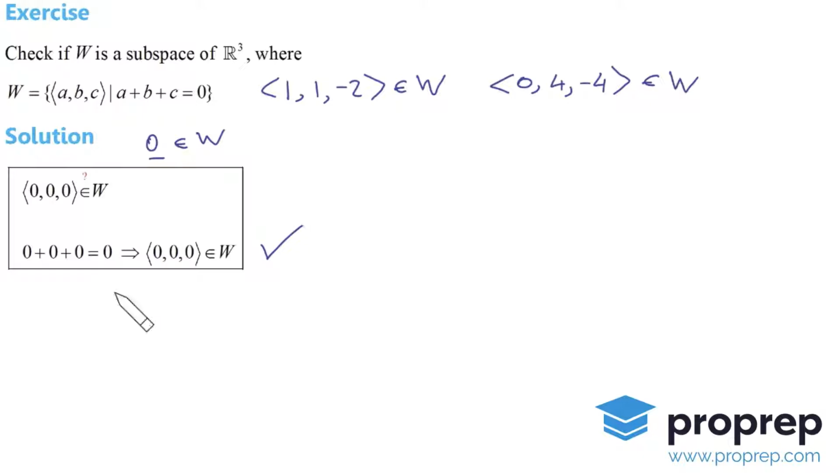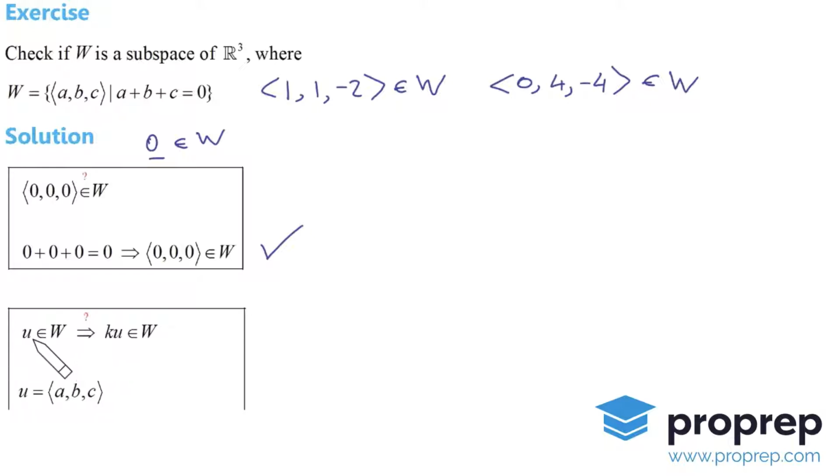The second condition is sometimes called closure under scalar multiplication. And what it means is that if we know that some vector u is in W, then we need for all scalar multiples of it to also be in W. So let's check if this is so always.